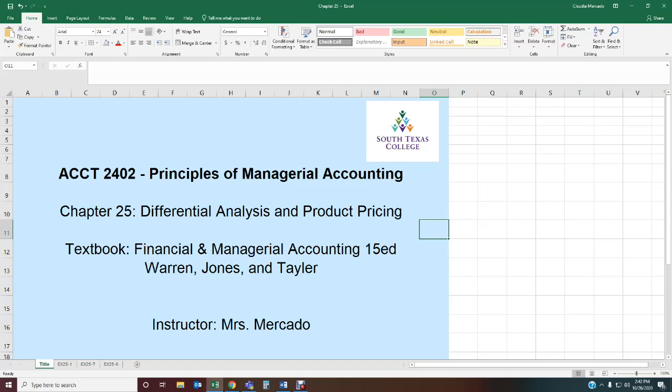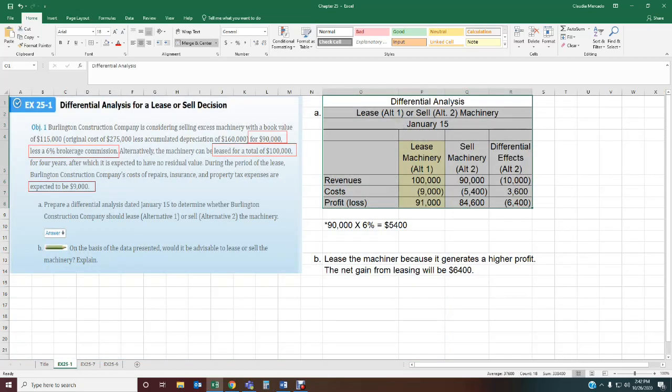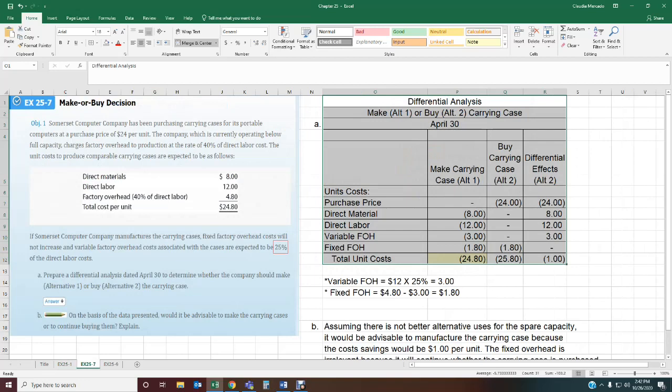Okay, now this is the last exercise that I'm going to be going over, and we're continuing with different types of differential analysis that we're experiencing. On the first problem, which was 25.1, we had a differential analysis for whether we were going to lease or sell. On the second one, we had a make or buy.